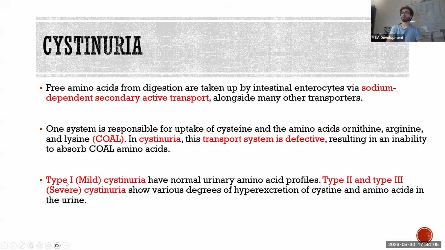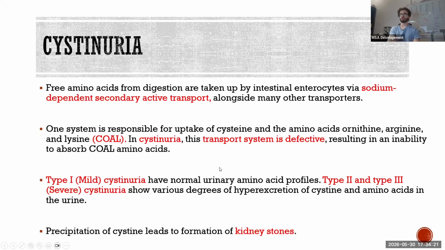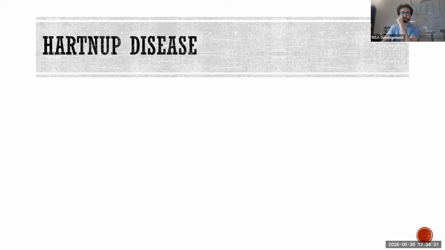We have 2 types. Type 1, mild cystinuria. It's mild. Yes, that system is defective, but we won't find these 4 amino acids in the urine. But type 2 and type 3 are severe cystinuria. The amino acids will be found in the urine. Right? Of course, what's the problem? When we have a lot of cysteine that's not being absorbed, it's building up, we're going to get what? Kidney stones.